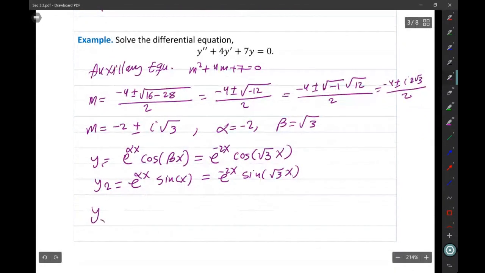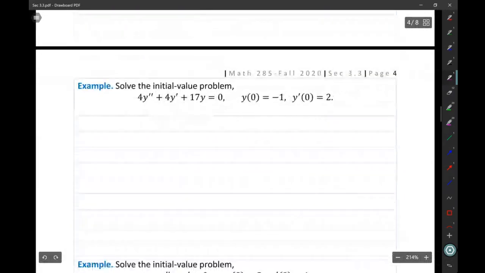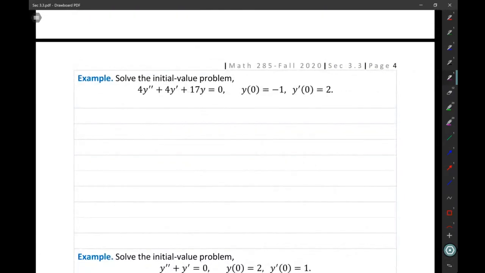In this case, the general solution yg becomes c1y1 plus c2y2, which is c1 e to the power minus 2x cosine square root of 3 times x, plus c2 e to the power minus 2x sine square root of 3x. And that's all. We'll solve it like this. Who solved it this way? Okay, let us see the next example, solving the following initial value problem.